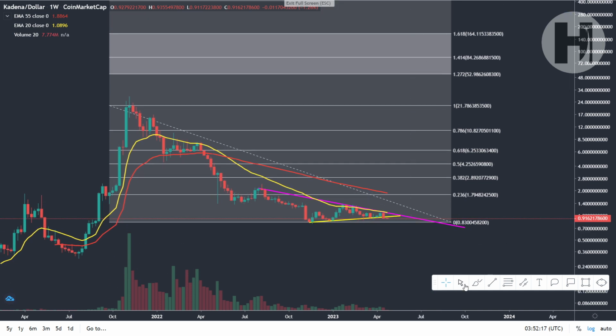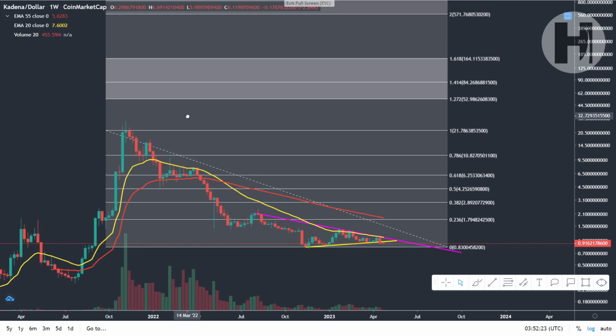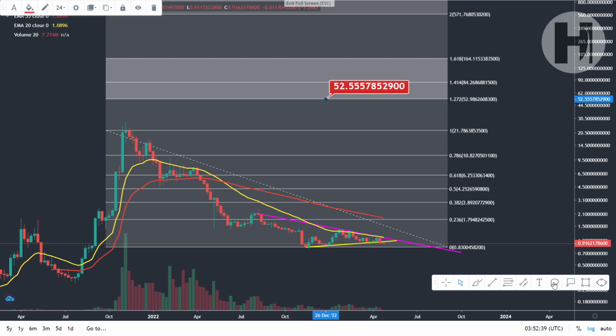Now, if we throw the fib from this swing low in November 2022 to this swing high in November 2021, you can see that our 1.618 target is going to be sitting at $164. You also have the 1.414 sitting at $84, and your minimal target is going to be the 1.272 sitting at $52 roughly. So those are going to be your major targets come the next bull market.